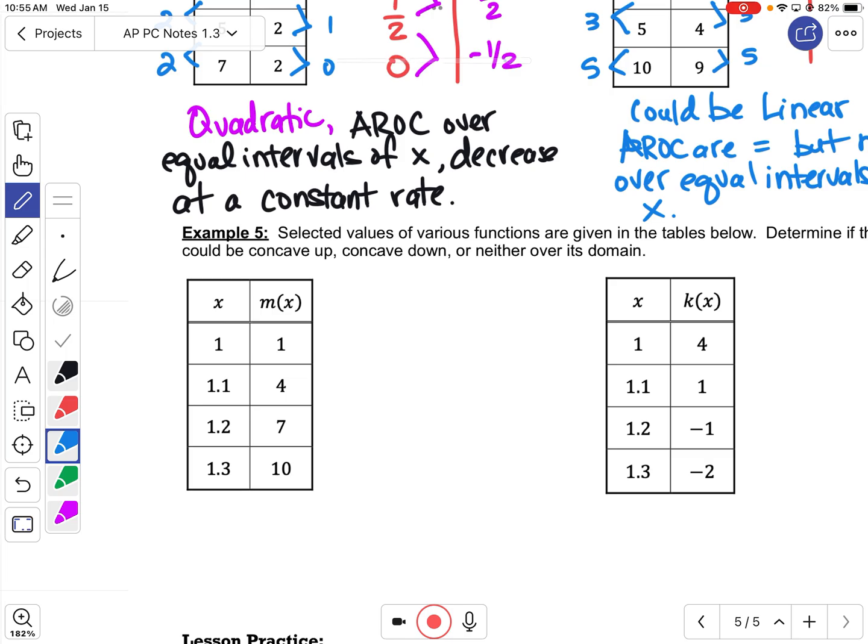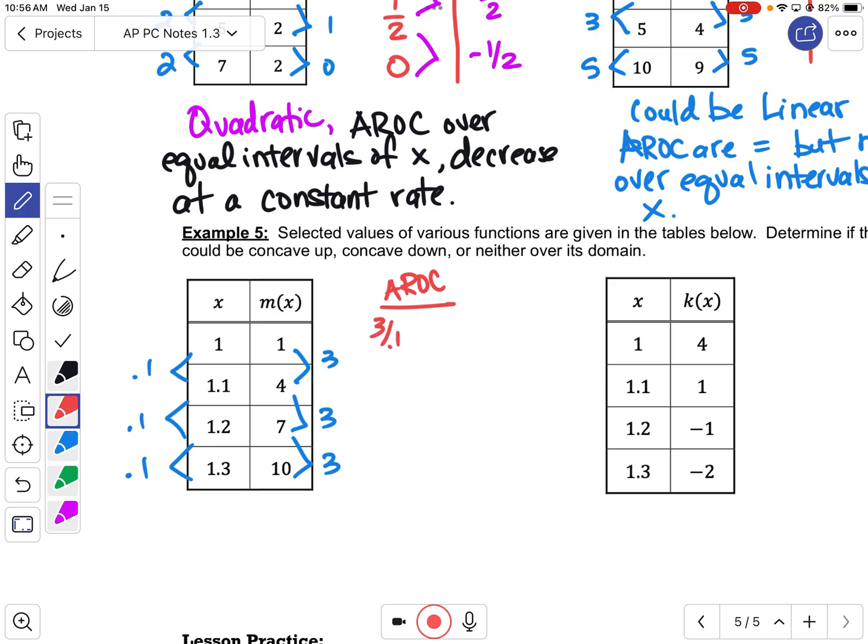Let's look at this first one together. We're going to do the same process. 1.1 minus 1 is 0.1. 1.2 minus 1.1 is 0.1. So my x's are in the clear. They all changed by the same amount, which I wanted to be sure happened. Let's go through and do our y's. 4 minus 1 is 3, 7 minus 4 is 3, 10 minus 7 is 3. And so when we do our average rate of change, 3 divided by 0.1 equals 30, and that should happen every time.